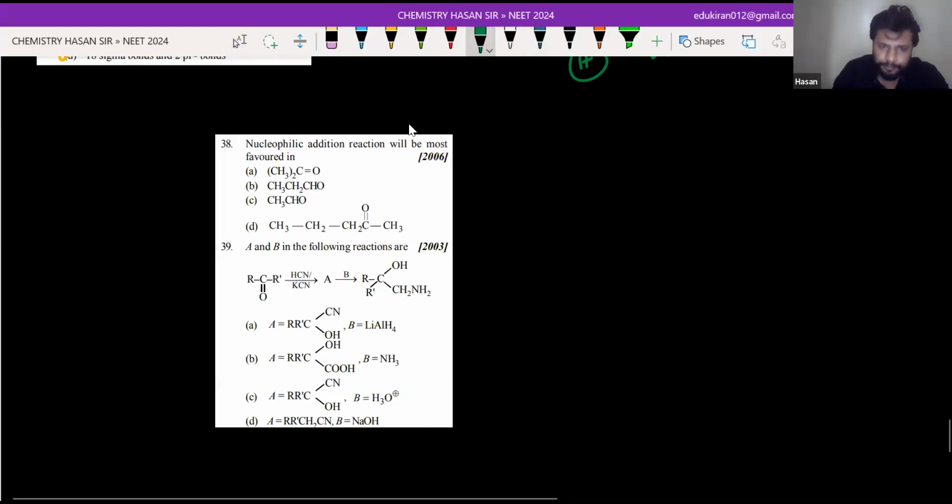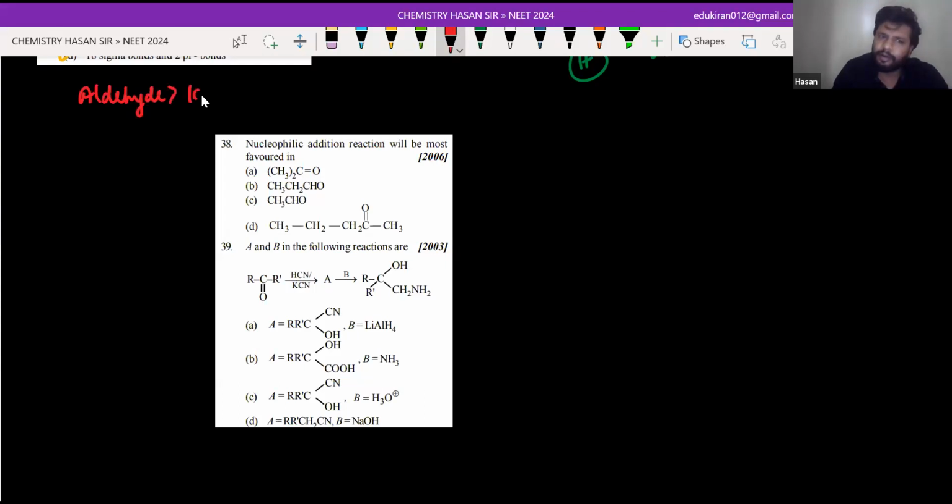This is 38. Nucleophilic addition reaction. It should be less hindered. So generally aldehyde will be greater than ketone when you are going to see the reactivity. Now ketone is there, so you are going to eliminate it. Now you have this aldehyde. Now this is less hindered because one alkyl group is there, there is two alkyl groups, so the answer is C. Is that clear?